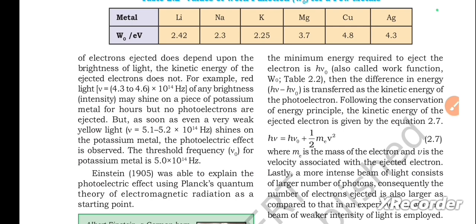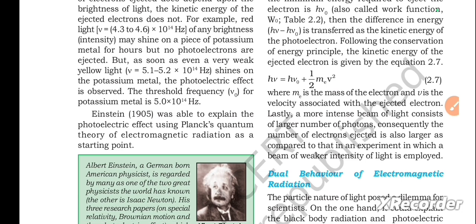For example, red light, ν equal to 4.3 to 4.6 × 10^14 Hertz, of any brightness or intensity may shine on a piece of potassium metal for hours, but no photoelectrons are ejected. But as soon as even a very weak yellow light, ν equals 5.1 to 5.2 × 10^14 Hertz, shines on the potassium metal, the photoelectric effect is observed. The threshold frequency for potassium metal is 5.0 × 10^14 Hertz. Einstein in 1905 was able to explain the photoelectric effect using Planck's quantum theory of electromagnetic radiation as a starting point.